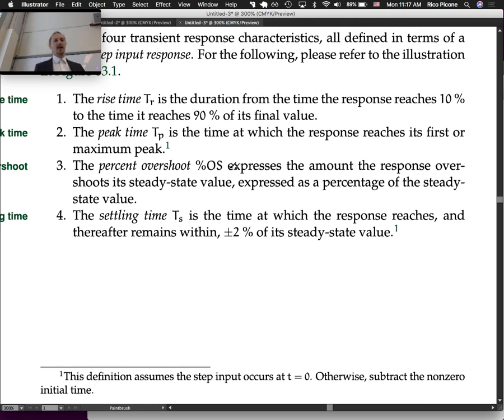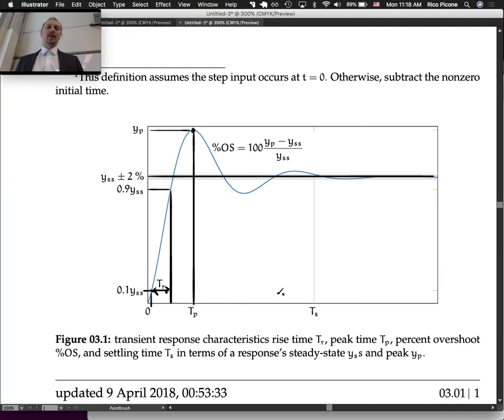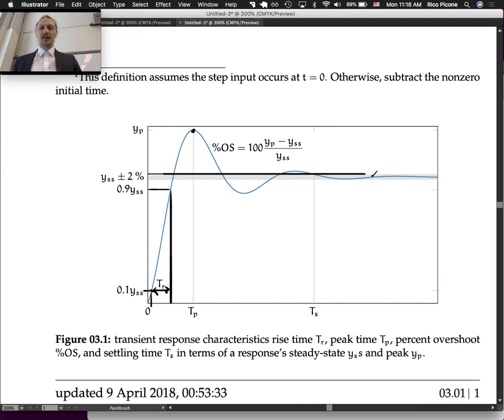All right, good. The settling time, TS, is the time at which the response reaches and thereafter remains within plus or minus 2% of its steady state value. So you notice this, well, you guys can't see it on the screen, but on your note sheet you should see it. There's a band that I drew on here, light gray band, that goes plus or minus 2% from the steady state value. So we're looking for the time at which it enters that band and never leaves it again.